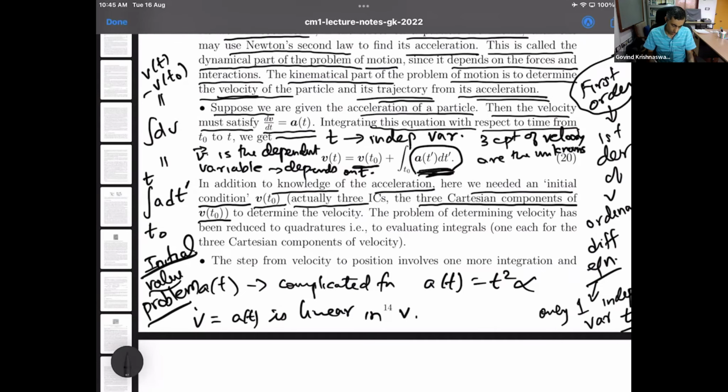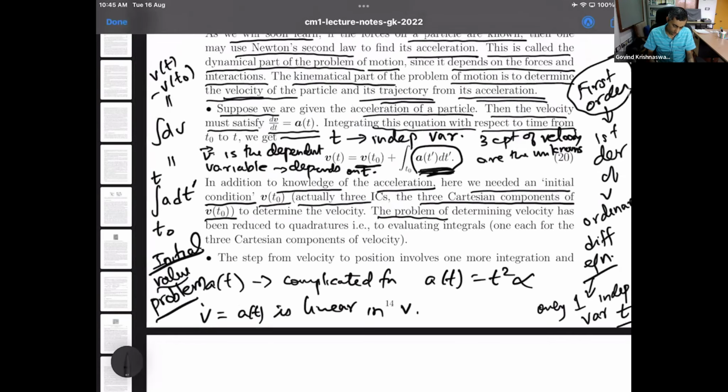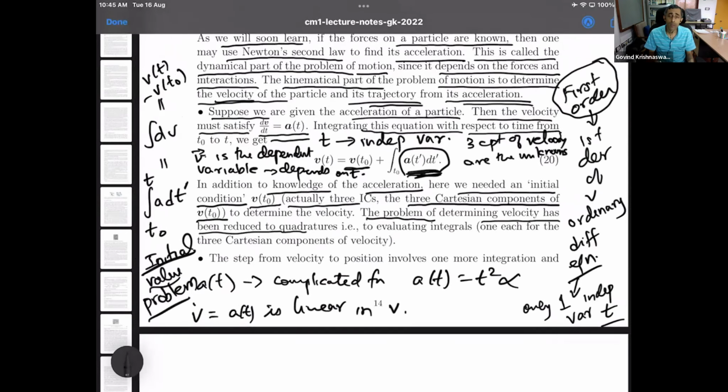Now, the problem of determining velocity has been reduced to simply performing integration. This goes by a fancy name. It is called quadrature. Quadrature is the fancy name for integration. So we have to evaluate integrals. In fact, we have to evaluate 3 integrals, one for each of the 3 Cartesian components of the acceleration that appears over here.